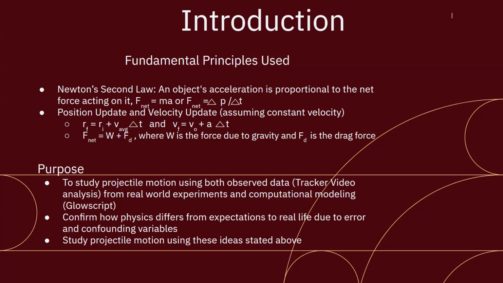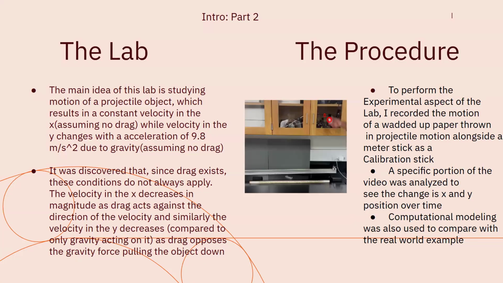The purpose of this particular lab is to study projectile motion using observed data in Tracker and real-world experiments, as well as computational modeling from the script. The main idea of the lab was studying the motion of projectile objects, which results in a constant velocity in x, assuming no drag, while velocity in y changes with an acceleration due to gravity, assuming no drag. However, it's discovered that since drag applies, these conditions do not always apply, and the velocity is actually quite different.